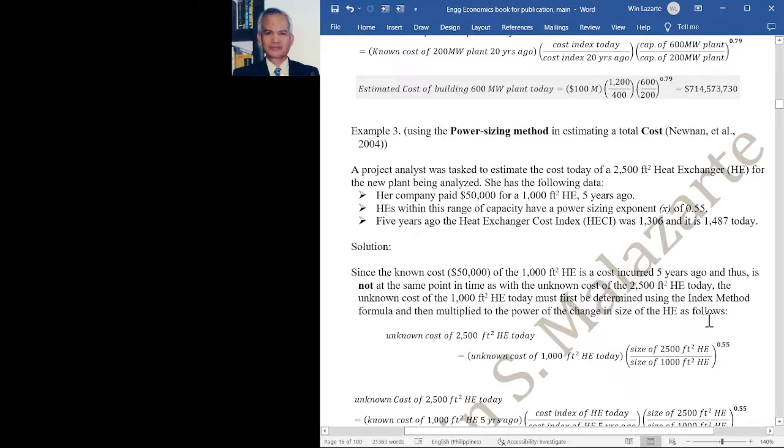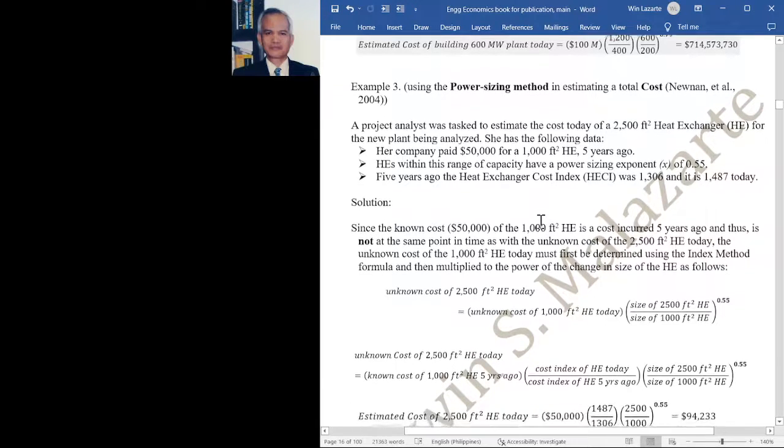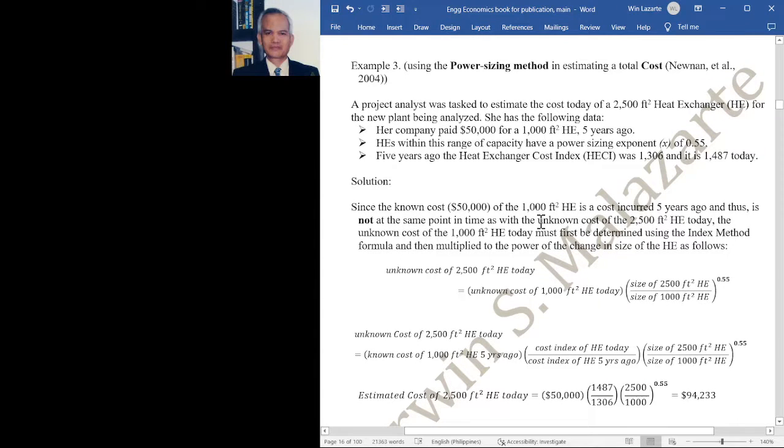Another example using the power sizing method in estimating a total cost. This example was taken from the reference book by Noonan and others. Okay, this is the problem.